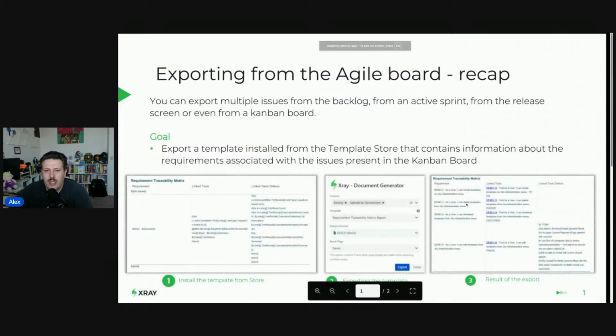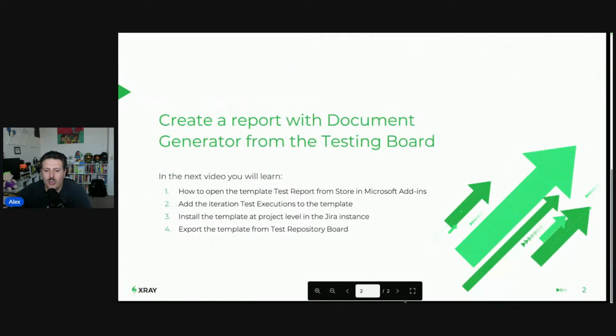Okay, let's export the recap here. So you can export multiple issues from the backlog, from an active sprint, or from the release screen, even from a Kanban board. So your goal here is to export the template installed from the template store that contains information about the requirements associated with the issues present in the Kanban board. So basically, this is just a recap of what we did.